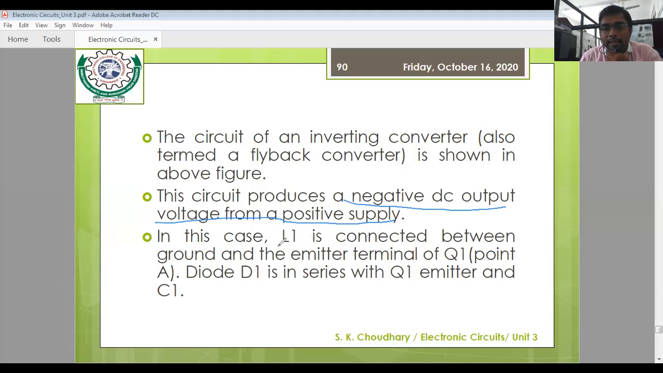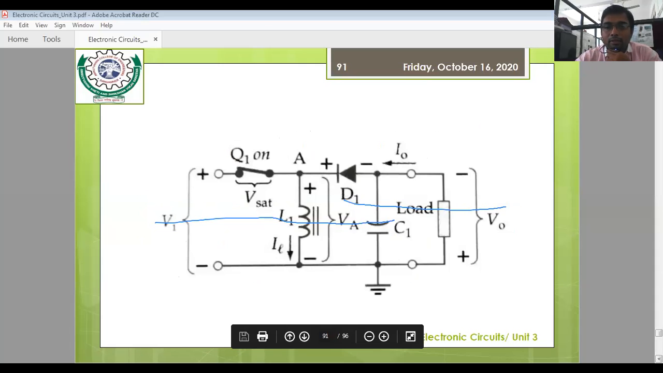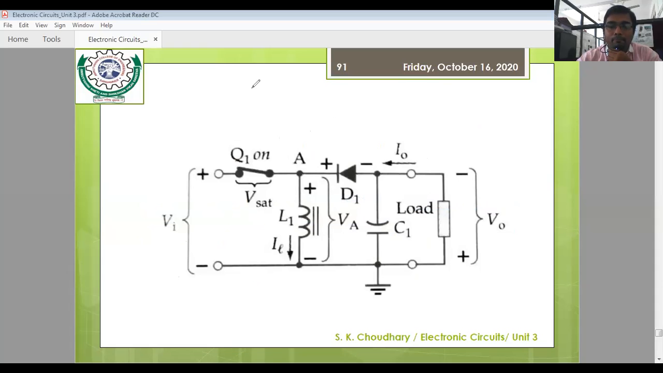So here you can see L1 is connected between the ground and the emitter terminal of Q1, and D1 is in series with the Q1 emitter as well as the capacitor C1. Now we have to see the operation of this particular converter. This is the first condition, the operation of this inverting converter when your transistor switch is on.